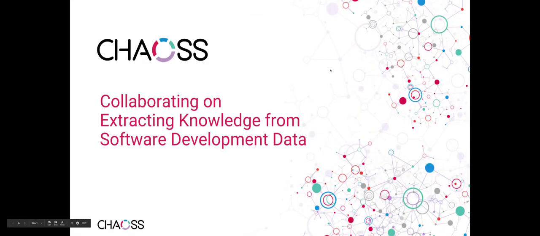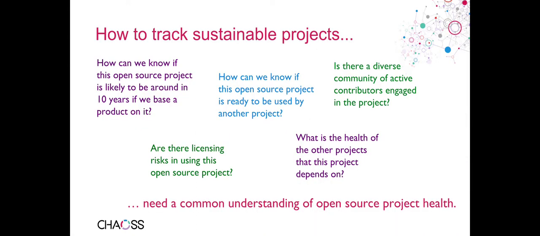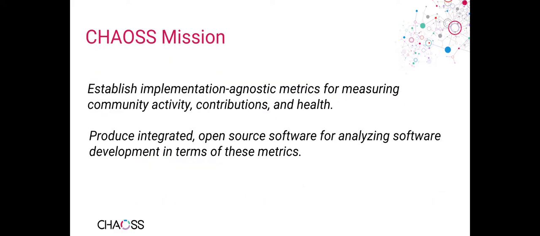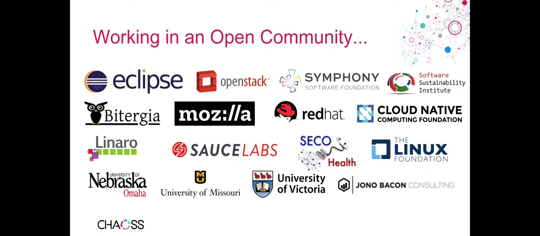As you know, CHAOSS is a Linux Foundation project focused on collaboration for extracting knowledge from software development data. Our main aim is to keep track of the sustainability of these projects in different ways. So we need a common understanding of some kind of open source project health. And the aim is that the metrics themselves are agnostic. So how they're implemented, whether it's in Bitergia, GrimoireLab, or GHData/Augur, or other tools, the metrics are defined in a consistent way so that whatever tools you're using, when we talk about, for example, commits or unique commits, we're sure that we're talking about the same thing.